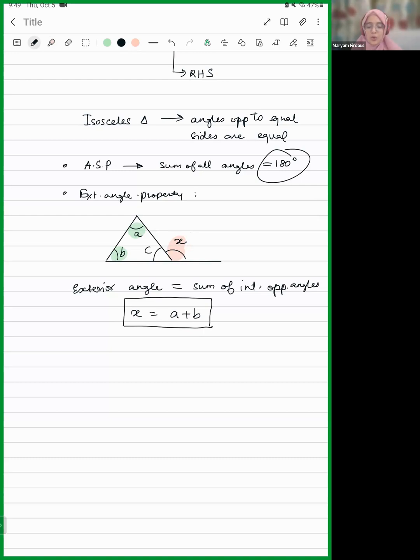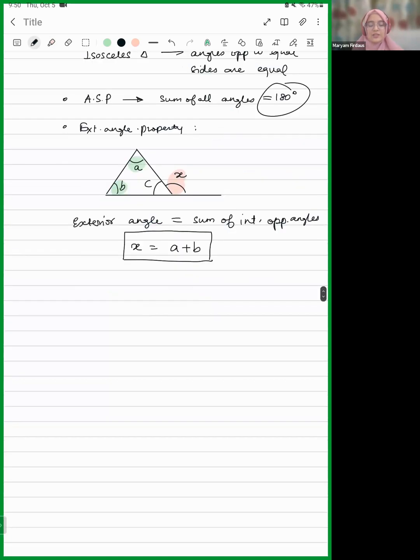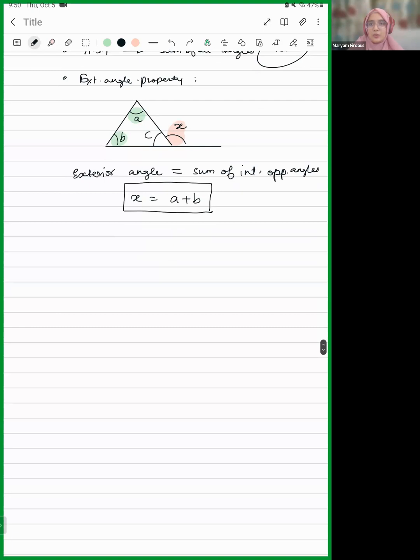So this angle is adjacent to X, right? Angle C is adjacent to X, so it can't be opposite. Opposite are these two angles, A and B. They are interior because they are inside the triangle, and opposite because they are not adjacent to X. Simple as that. So we discussed these two properties.